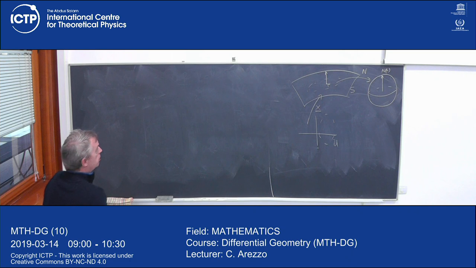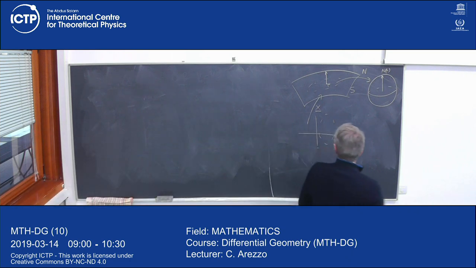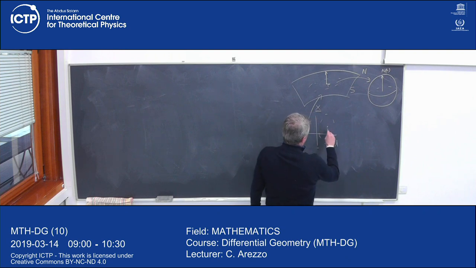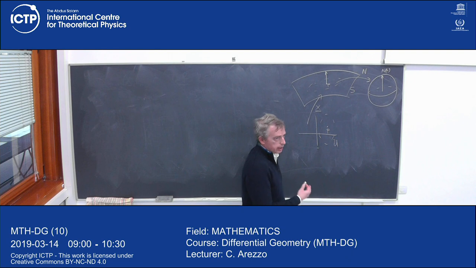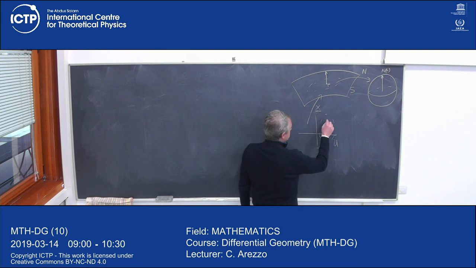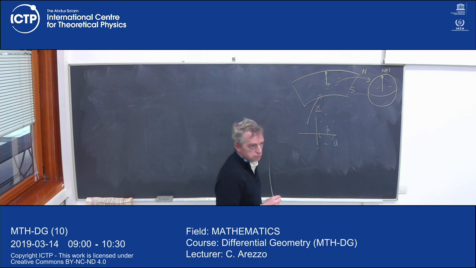So we have X_u, and now the setup is the following. We take a point P inside my domain, and you can take a sequence. Now I will be a little bit sloppy, but there should be no confusion. I take a sequence of domains, could be balls, but it doesn't really matter.